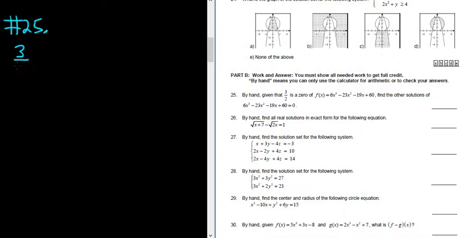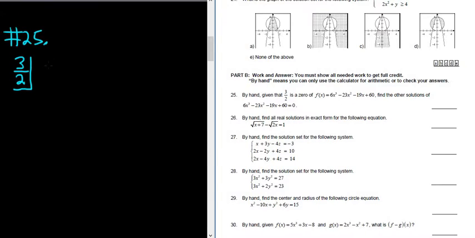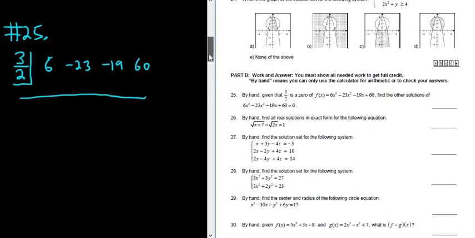So you take the 3/2, draw this funny little symbol, and then you write the coefficients of your function here. So 6, negative 23, negative 19, and 60. And then you draw the little line. Let me fix that. All right. So again, first thing you do is you write down the 3/2, and then you write down the coefficients. All right, so now we use synthetic division.